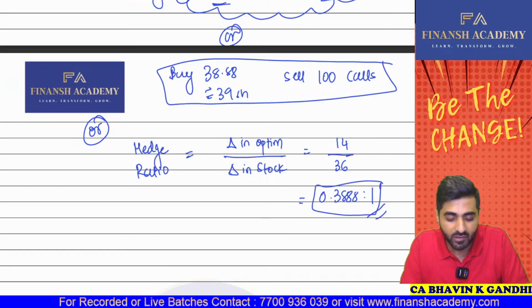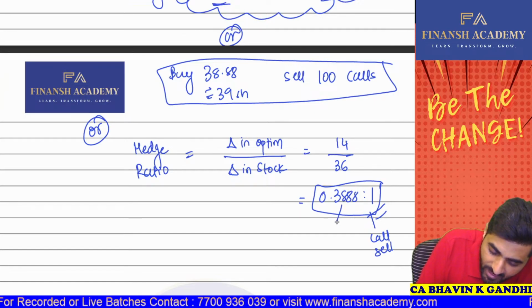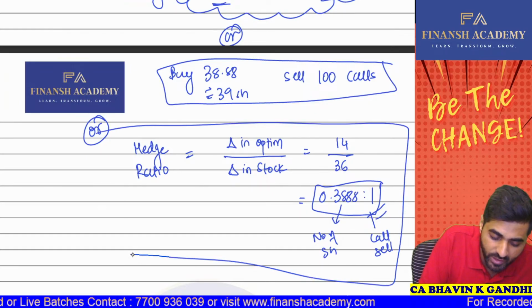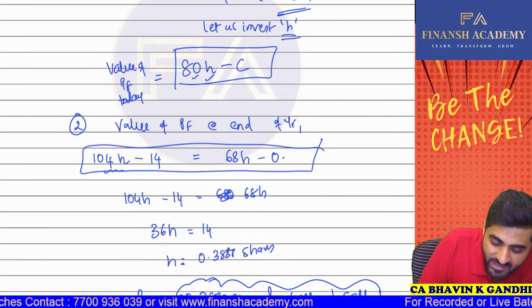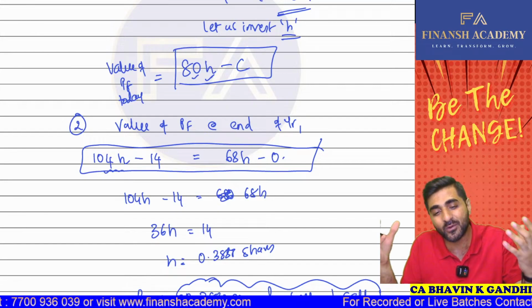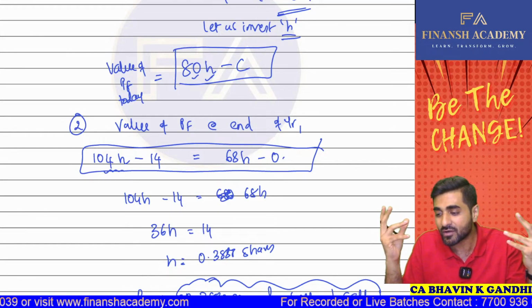Yes, sir. So for every one call which you are selling, this is the number of shares which you are buying. This is a very shortcut way to do it, or else you can do it like this as well. But I just wanted to prove it. Why do we call it riskless or risk free? It is because we assume that the value of the portfolio at the end of year one is going to be the same. That's why we call it risk free.